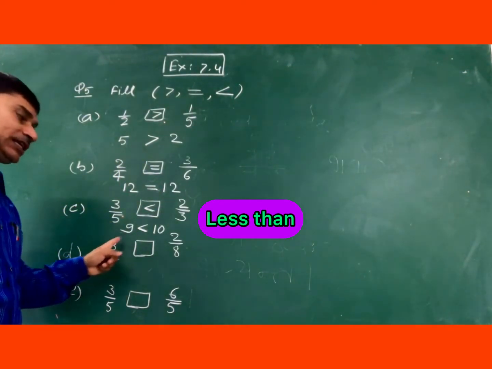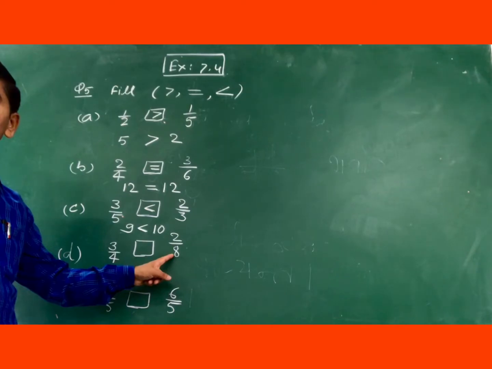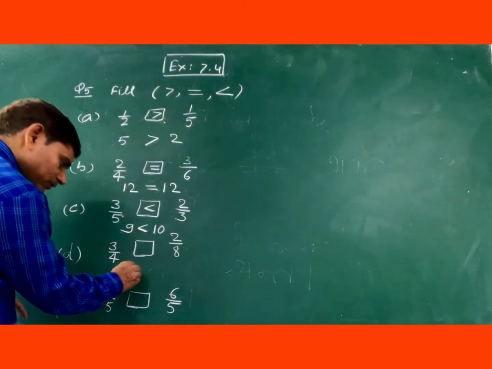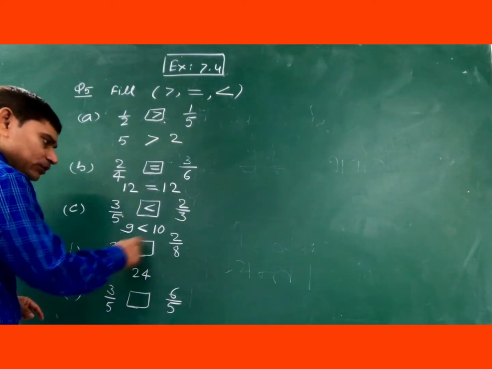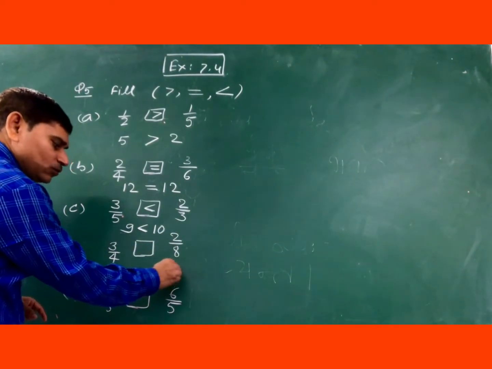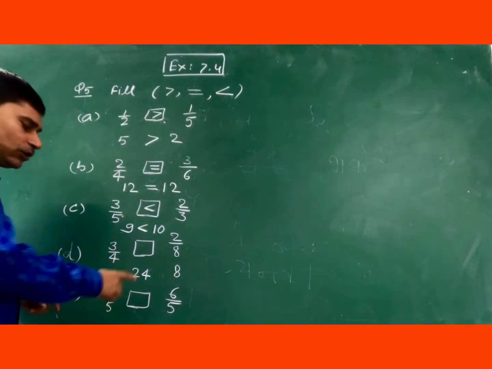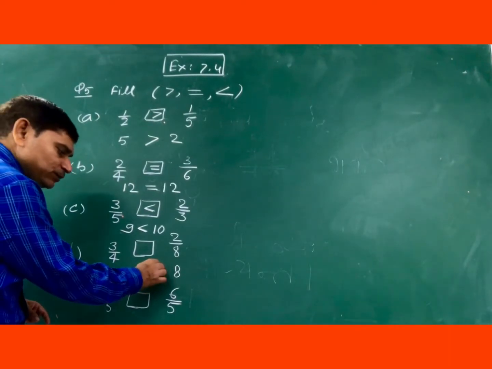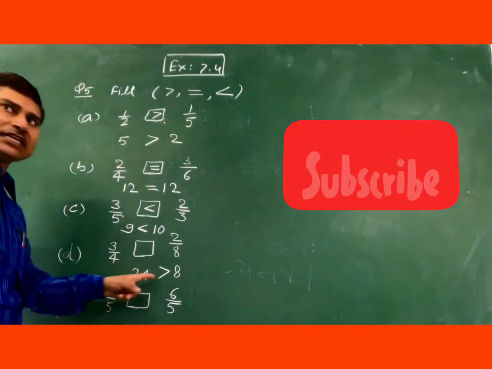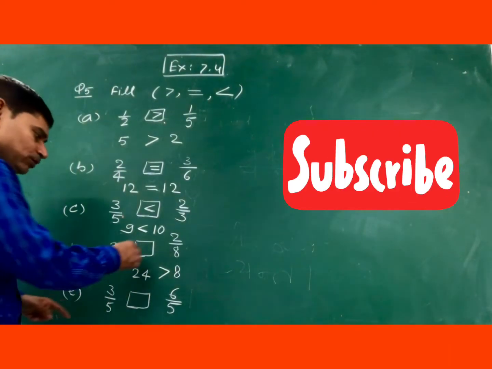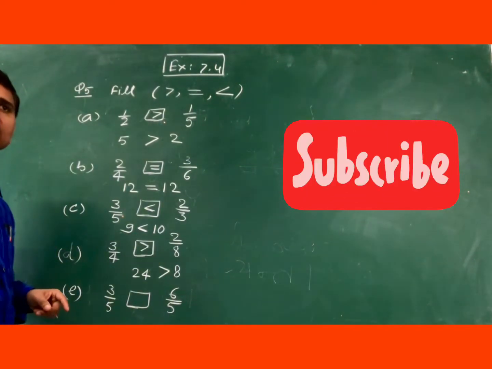After that, 3 eights are 24 and 4 twos are 8. Which one is greater out of 24 and 8? 24 is greater, it means you will fill this sign in the box also.